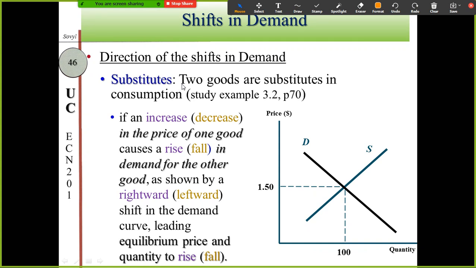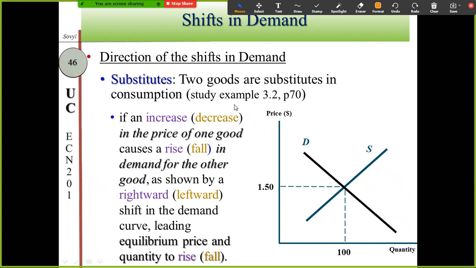Substitute goods are two goods, two products or two services that are substitutes in consumption. That means you cannot use both of them. If you use both of them at the same time, this is not substitute, this must be complement. Substitutes are used one without the other. For example, let's say motorbike and car. If you want to make a trip, you can use a motorbike or you can use a car. You cannot use a motorbike and a car together at the same time. Moreover, you can study example 3.2 on page 17.